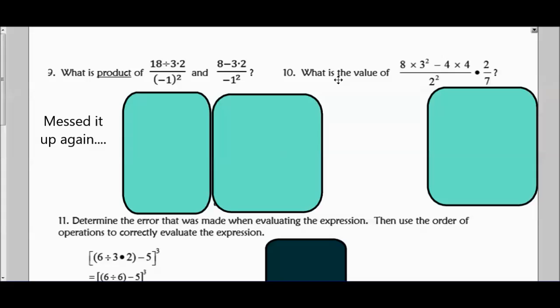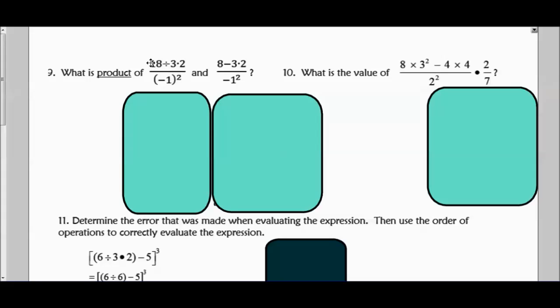Alright, so number 8, it's asking for the product of this number and this number. The product is really the multiplication problem between those two things. So we're going to multiply whatever this is times whatever this is. One really big important part of this is this negative 1 on the bottom squared versus this negative 1 on the bottom squared. Those are completely different things. We'll talk about that in a second. First, we're just going to follow order of operations.